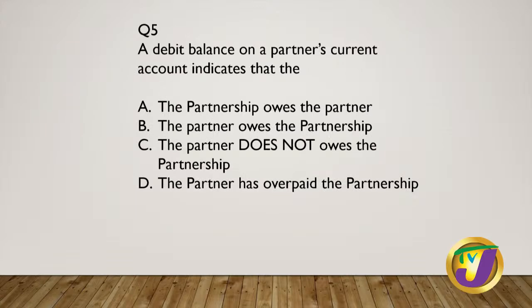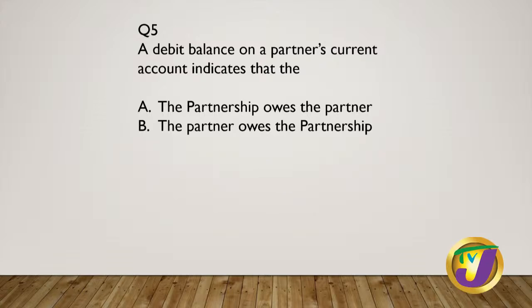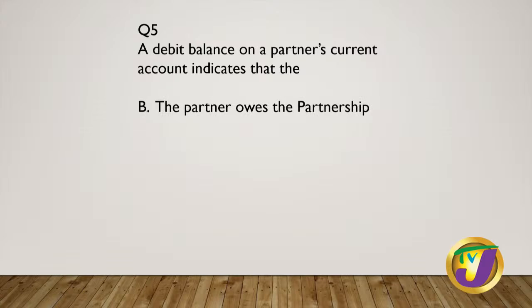Now, last but not least, a debit balance on a partner's current account indicates that the partnership owes the partner or the partner owes the partnership. It indicates that the partner owes the partnership.